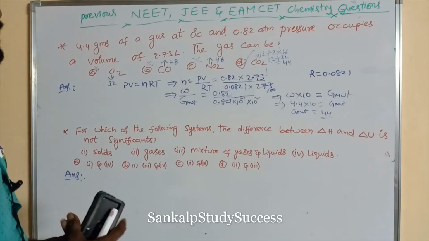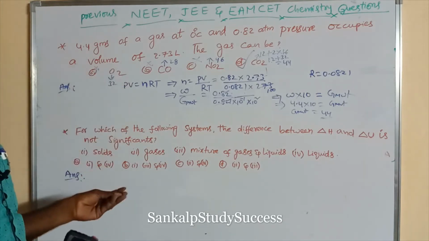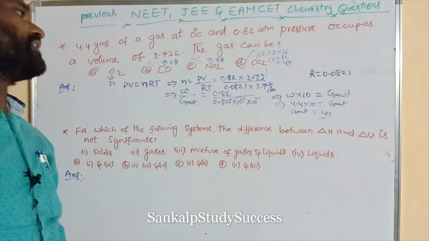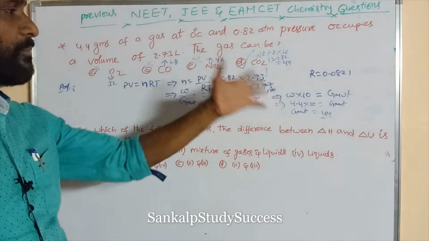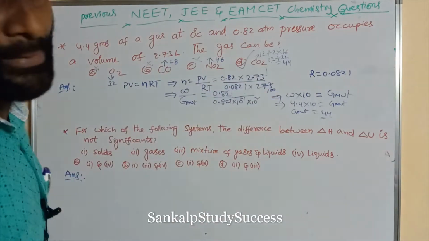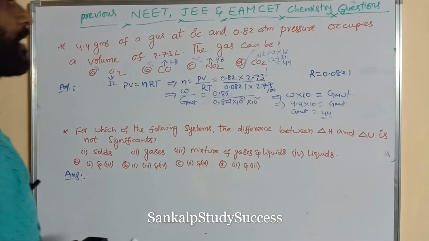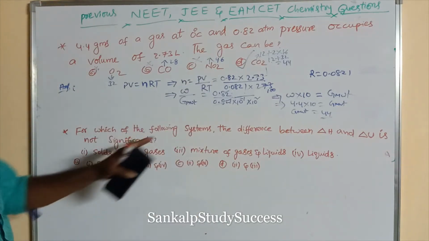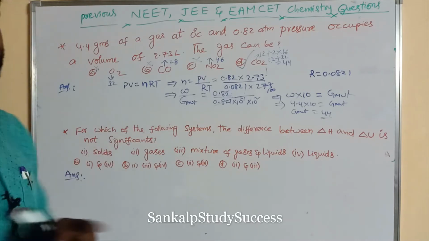So how to calculate? PV is equal to nRT, where n is equal to PV by RT. Those values are substituted in the equation and we get the gram molecular weight, which is 44. Carbon dioxide has 44 gram molecular weight. That is the answer. Next, let's go to the second question.